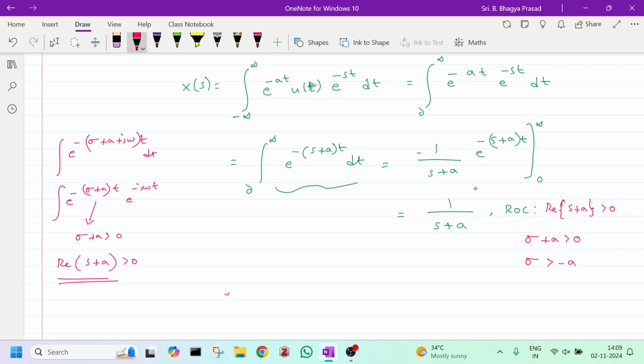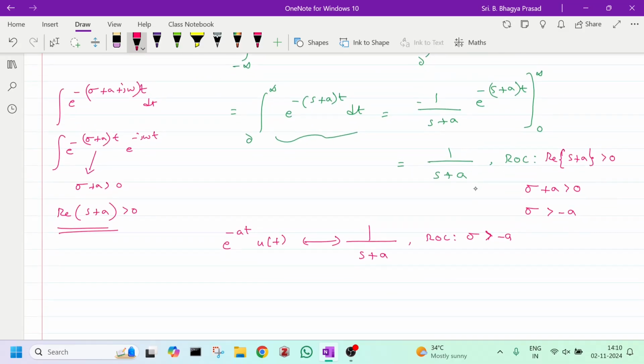So the Laplace transform of e power minus at u of t is 1 by s plus a, for the ROC sigma greater than minus a. This is the right-sided signal e power minus at u of t; the Laplace transform is 1 by s plus a, and the ROC is sigma greater than minus a.